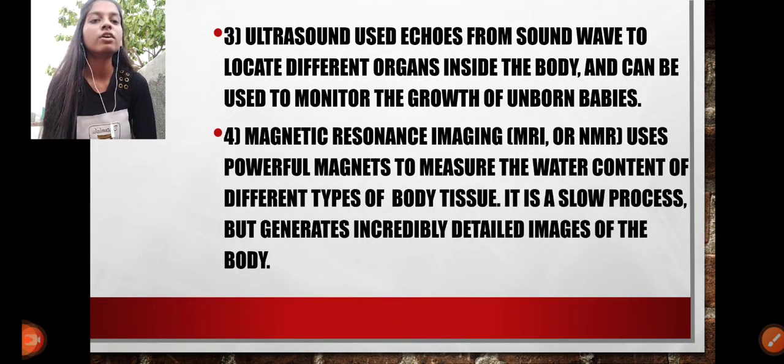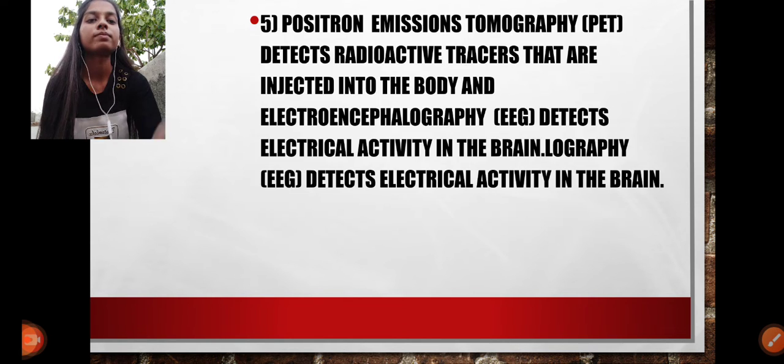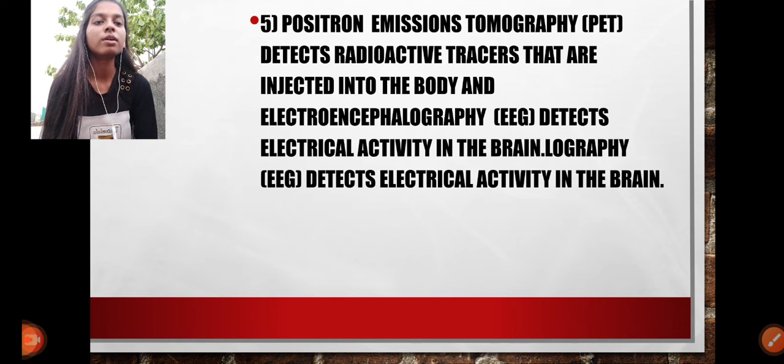Then ultrasound uses echoes from sound waves to locate the different organs inside the body and can be used to monitor the growth of an unborn baby. Magnetic resonance imaging uses a powerful magnet to measure the water content of the different types of body tissue. So it is a slow process but generates incredibly detailed images of the body. Then positron emission tomography detects the radioactive tracers that are injected into the body.